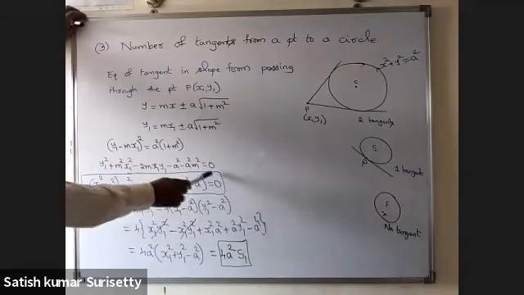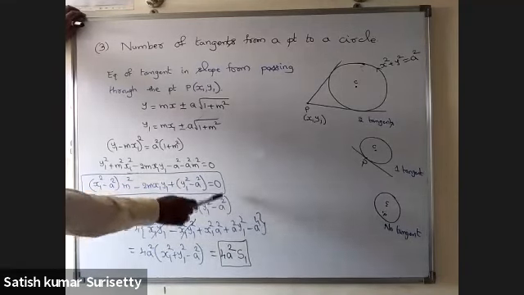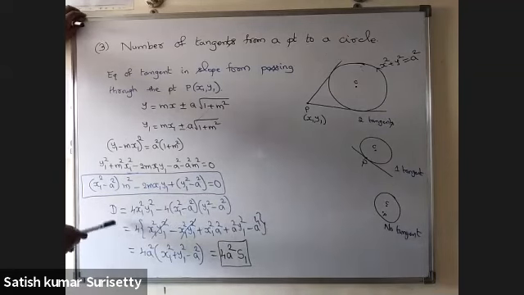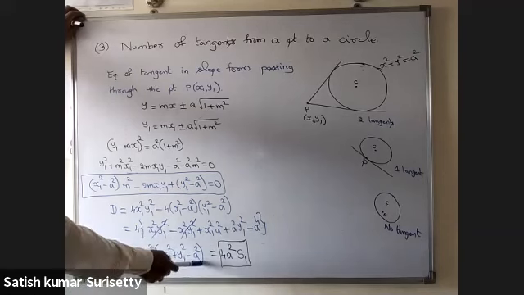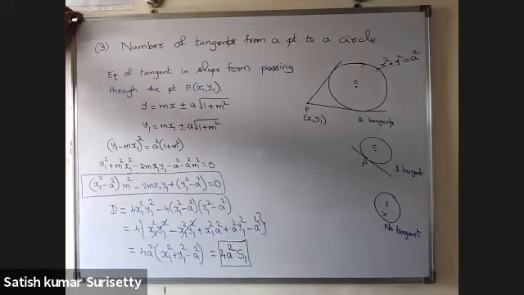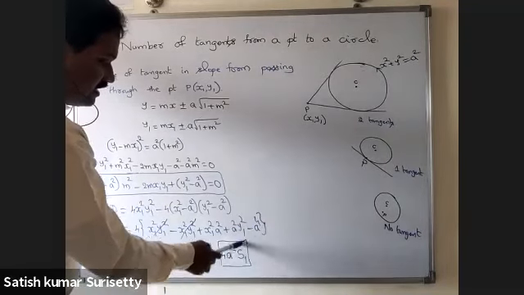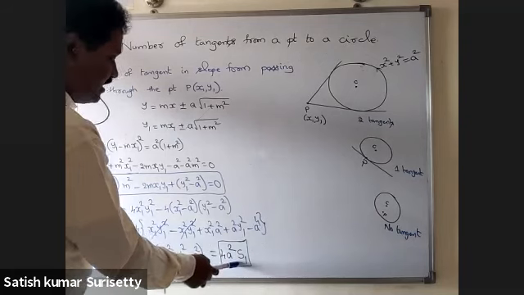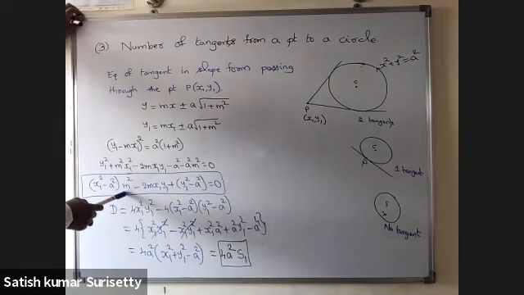Here m corresponds to the slope of the tangent. So for this quadratic in m, calculate the discriminant. The discriminant D equal to 4a square into (x1 square plus y1 square minus a square). In terms of notation, it is 4a square S1. Now, when the point P is outside the circle, S1 is greater than 0. When S1 is greater than 0, the discriminant is greater than 0, which means you will get two values of m, so two tangents are possible.